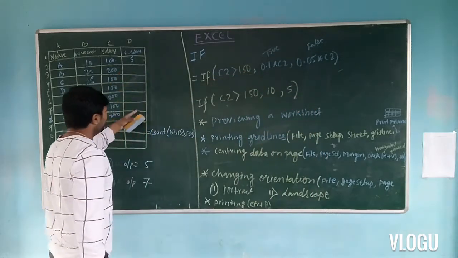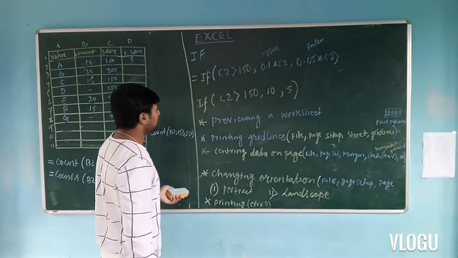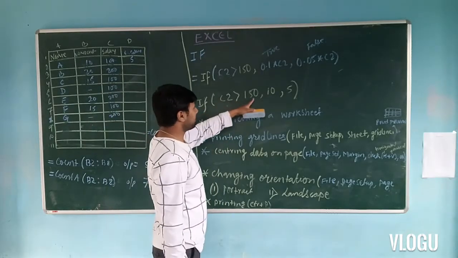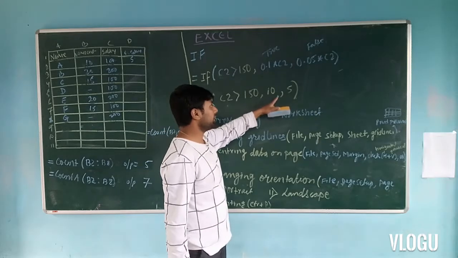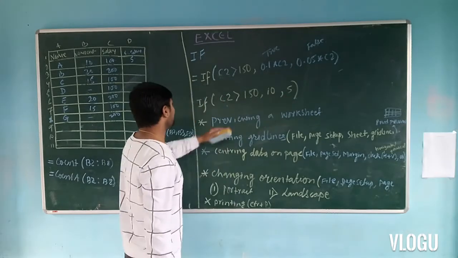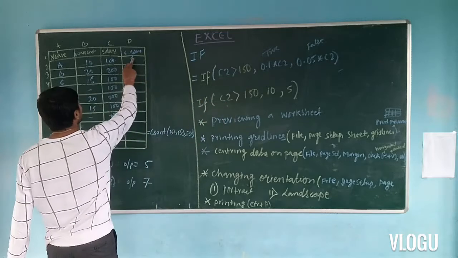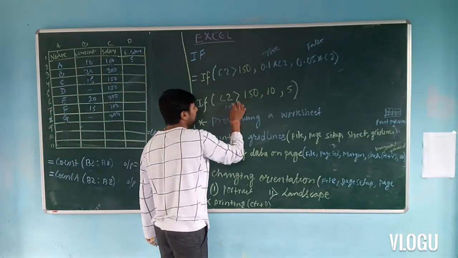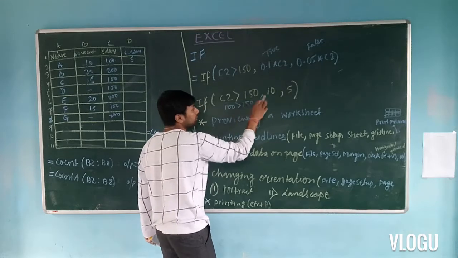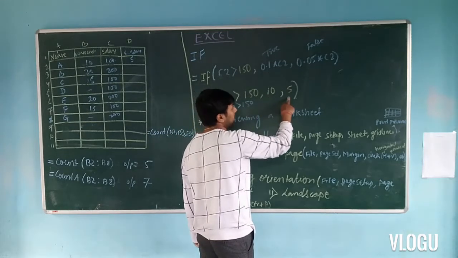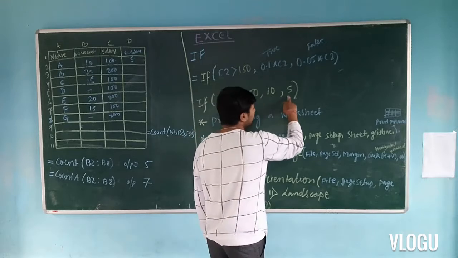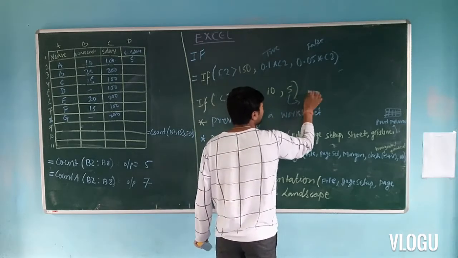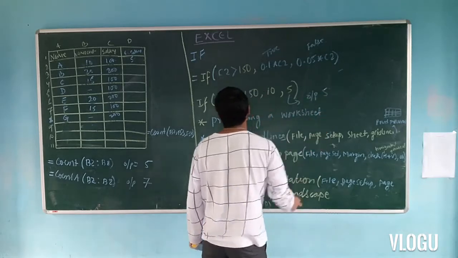Similarly, we can also use it in other ways. I can also use it this way: if C2 is greater than 150, I can put directly A or 5. Whose address is C2? C2 is the address of A, which has 100. So is 100 greater than 150? No. So this is the true part, this is the false part. So this is false, so the false part will be executed in our Excel. So 5 will be our final output.